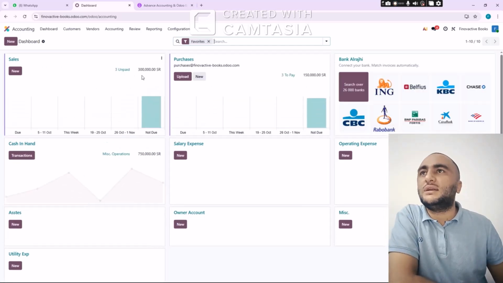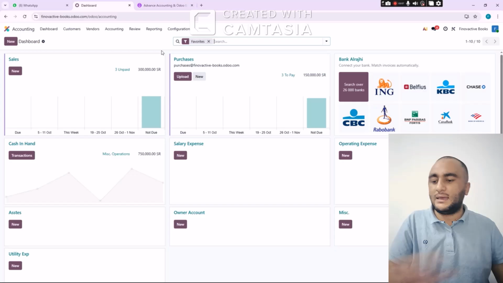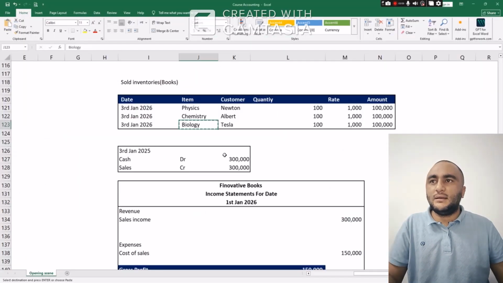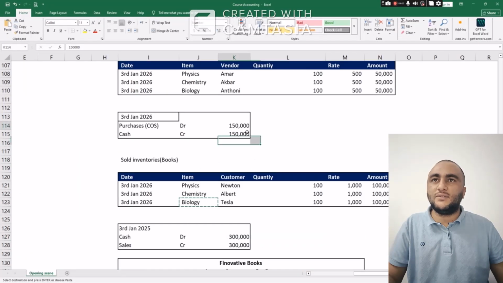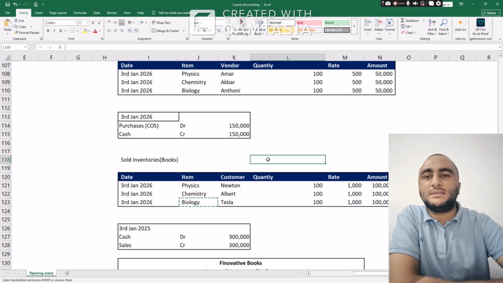So we have 300,000 unpaid, 3 invoices and 3 vendor bills, just like we have done in Excel here. 300,000 in sales and 150,000 in purchases. Hope you understand.